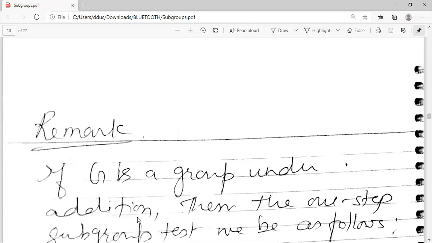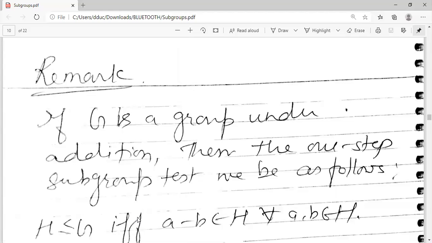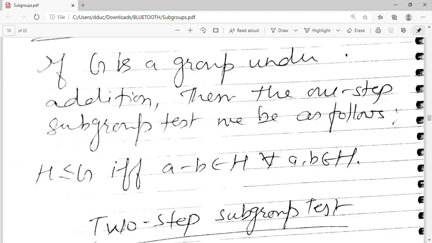Now let us see this remark. If G is a group under addition, then the one-step subgroup test will be as follows. So if you are going to apply the one-step subgroup test, then what you have to do? To see this, H becomes a subgroup of G if and only if A minus B belongs to H for all A, B belongs to H. So this is the same thing which is given in the test, but it is in the form of addition.